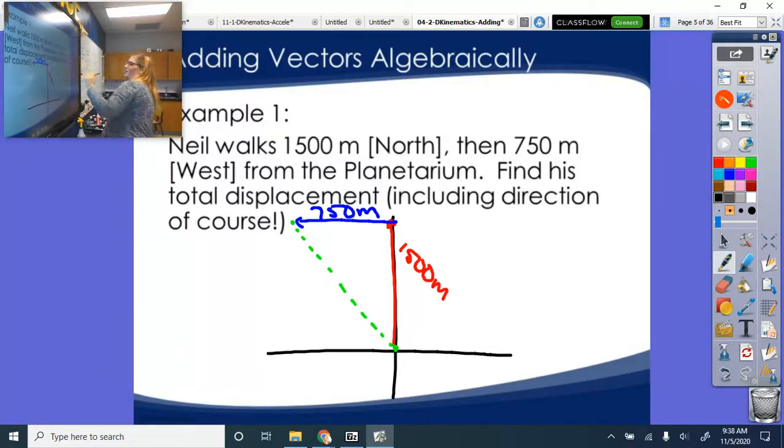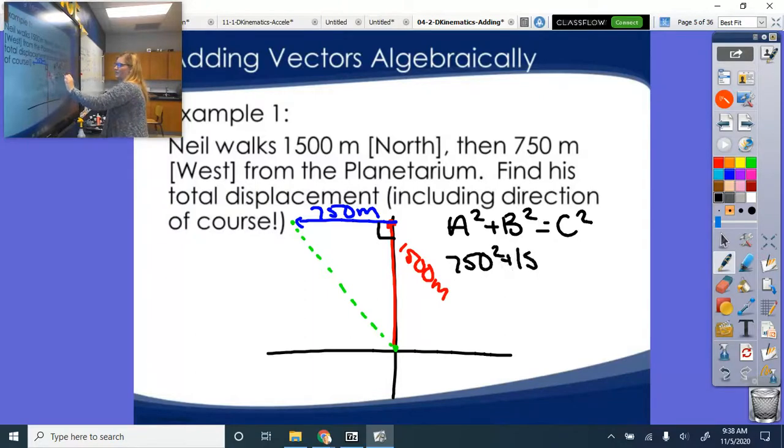Now we know that he went north and then directly west. So this is forming a 90-degree angle, which makes our lives much easier. So in this case, what we're going to use is the Pythagorean theorem to solve for how long that green line, or that resultant line, is. So a squared plus b squared equals c squared. Doesn't matter which one you put in for a or b. So 750 squared plus 1,500 squared equals c squared. It comes out to a super big number, and then you take the square root.